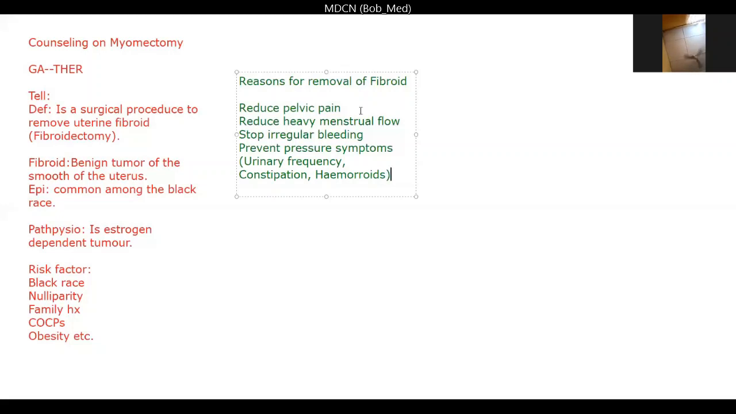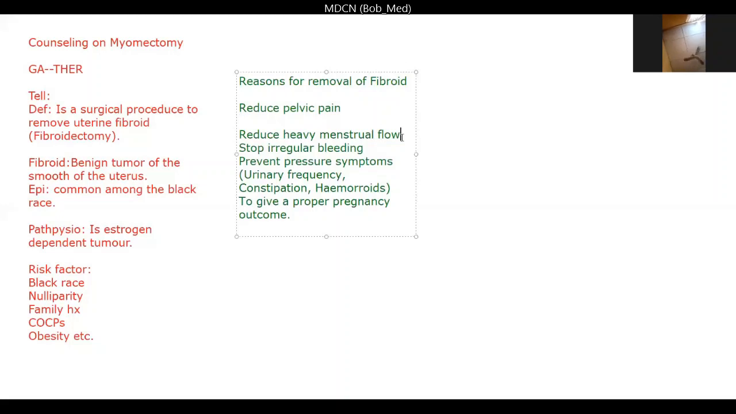Please take note, okay? Also, the reason why we remove it is to give a proper pregnancy outcome, especially for those that still want to have a child. You understand, doctor? So you explain to the patient that these are the reasons why it's important to do myomectomy.